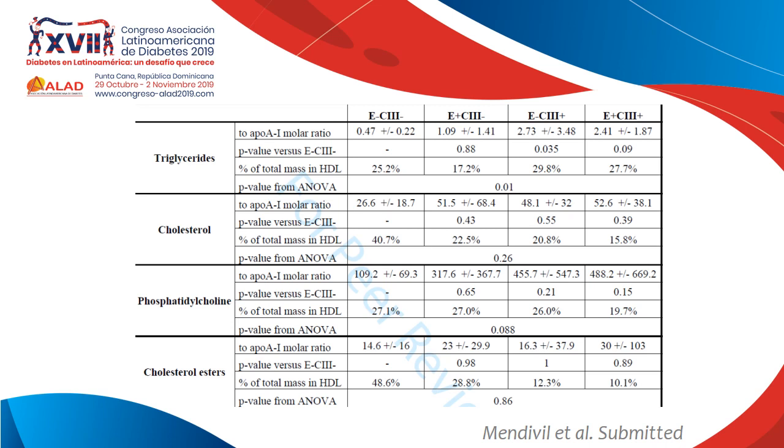And what we did here, this has been submitted and is under review at the moment, is look, in each type of HDL defined by the presence or absence of E and C3, at what happened to the triglyceride, cholesterol, phosphatidylcholine, and cholesterol ester concentration, and to the enzymatic concentration and activity of LCAT and CETP. In summary, what we found is that this particular type of HDL that has the bad guy, ApoC-III, but does not have the good guy, ApoE, has a much larger triglyceride concentration. So it is, in a way, structurally dysfunctional.